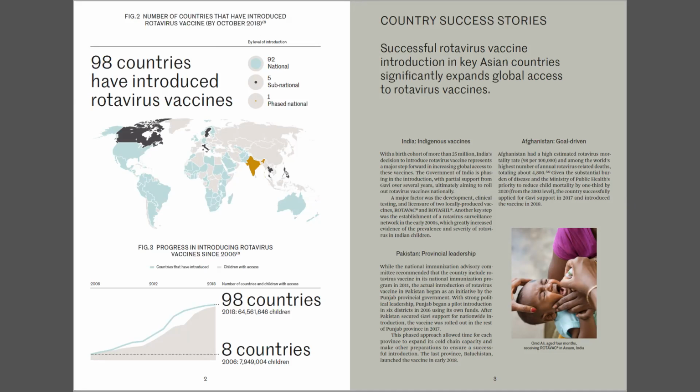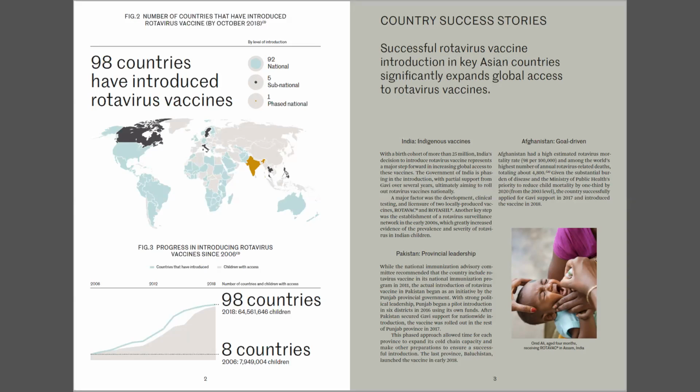In this brief, we also spotlight a couple of those larger countries that have recently introduced, as Dr. Santosham mentioned, and some of the key points about those countries that helped to accelerate rotavirus vaccine introduction. In this case, we talk about India, where indigenous vaccine development really helps speed up the process and ensure access, and we will loop back to that shortly. We talk about Pakistan, where there was a subnational drive to roll the vaccine out and really helped accelerate to reach full national introduction in 2018.